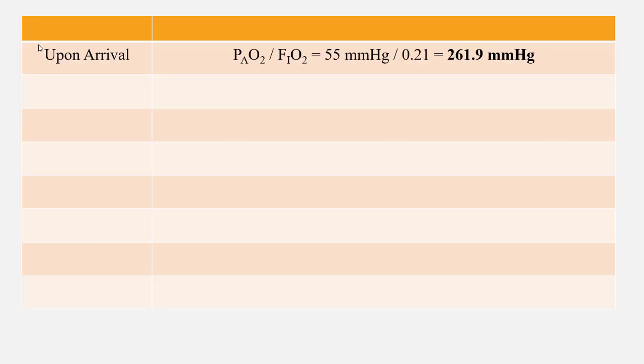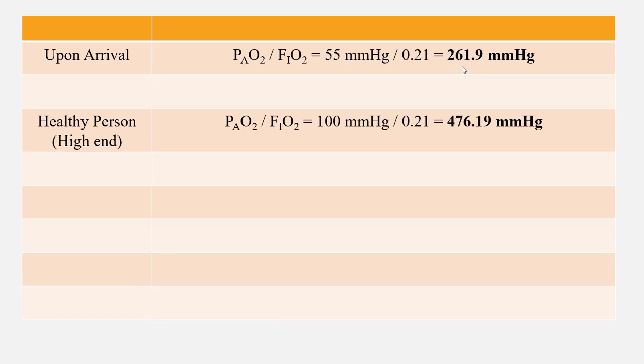So for when Jamie first gets to the emergency department, PaO2 was 55. Again, given to you from the table. Divide that by 0.21. So his value will be 261.9 millimeters of mercury. Now the table also gave you a range of what a normal person's PaO2 should be. And that range was between 75 to 100 millimeters of mercury. So I'll give you examples on either of those ends of that range to show you that the answer is still going to be the same.